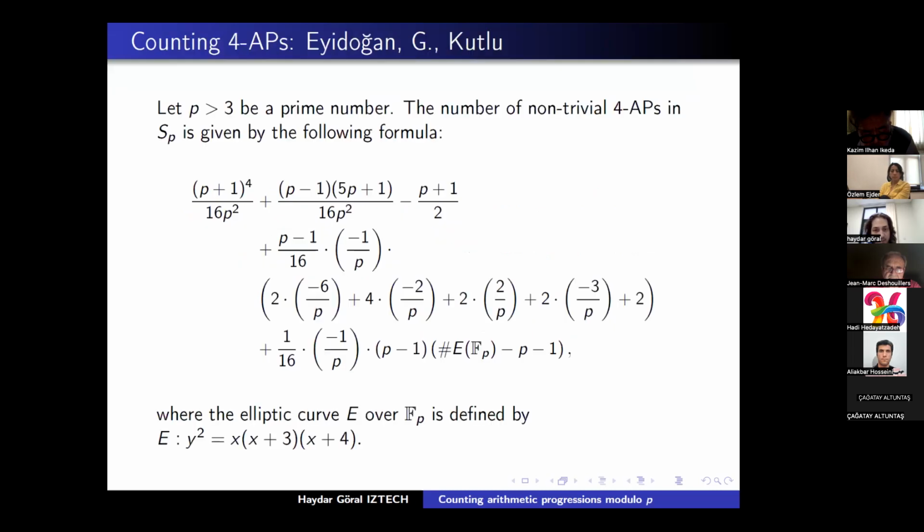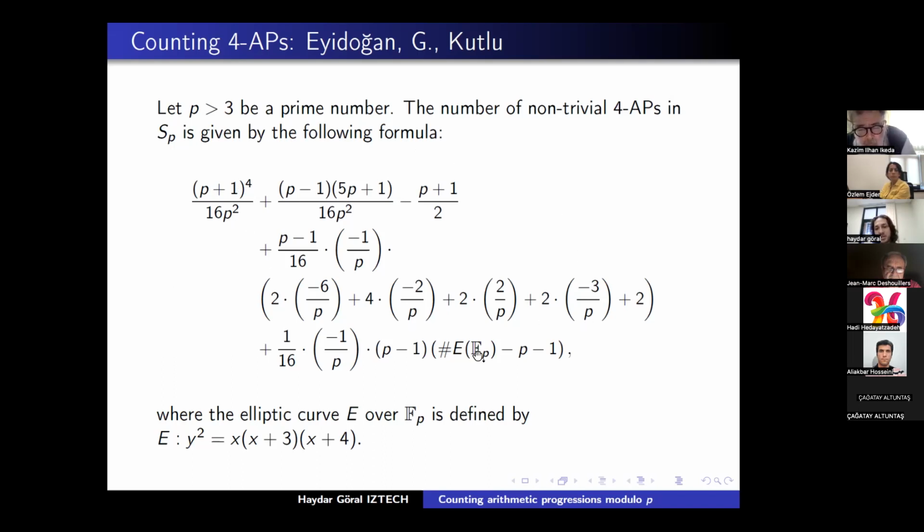Okay, then using this, first we computed the number of 4 APs in squares. So this is your formula. There are some rational polynomials in p and some Legendre symbols, but here you always see 2, 3, and 6, but 6 is also 2 times 3. So if you know the Legendre symbol of 2 and 3, which can be easily computed, right? Then actually you can compute this sum.